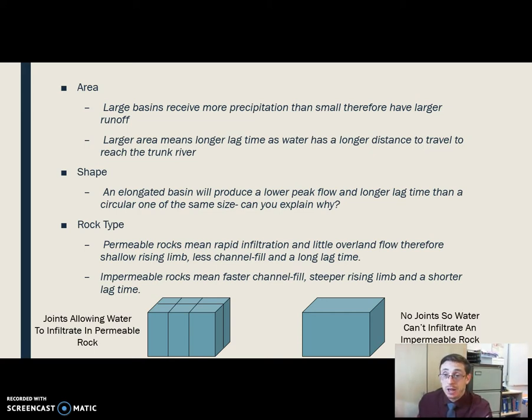If it's impermeable, we're looking at the exact opposite. Water is going to hit the rocks, going to hit the sides of the basin, and it's going to flow over the top and straight into the river. It's going to get in there really, really quickly, so our rising limb is going to be steep, our basin lag time is going to be short, and our peak flow is going to be higher because more water is getting straight into that river all at the one time.